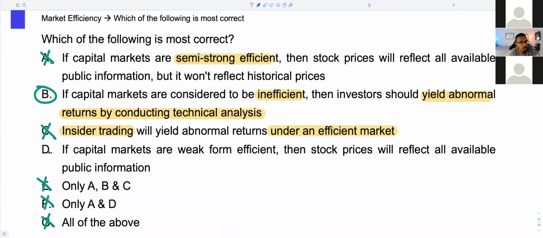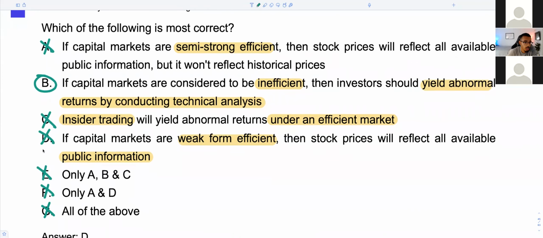All right. Now let's look at D. So if capital markets are weak form market efficient, then stock prices will reflect all public information. So if they're weak form, they're going to reflect all public information. Is this true or false? Exactly, false. So the answer here is definitely going to be B.